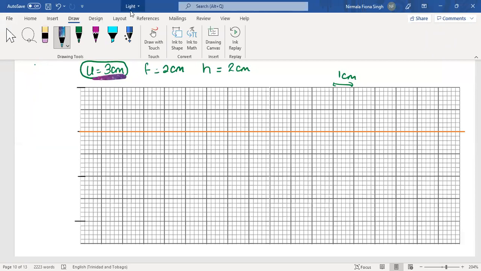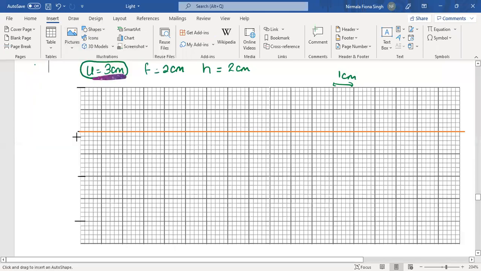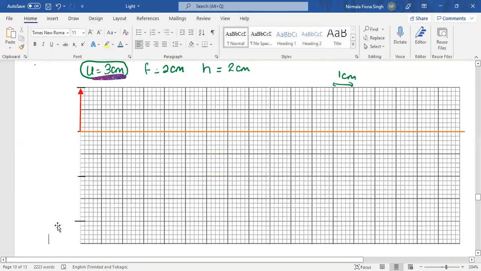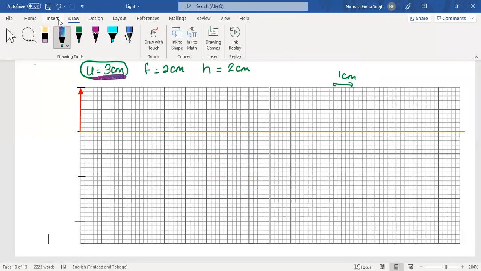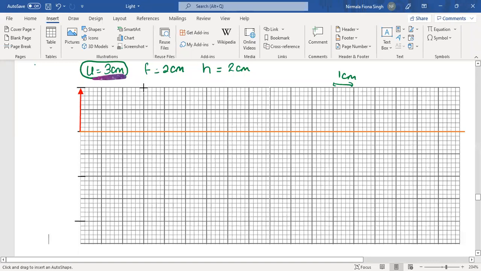Let's put our object down. I can put my object at the edge here. Really exact and precise. Let's put this a little thicker. Right, so that's my object, and my lens is 3 centimeters away. So let's draw our lens. Obviously, this is faster with pen and paper. 1, 2, 3. Let's go a little bit outside of the graph.